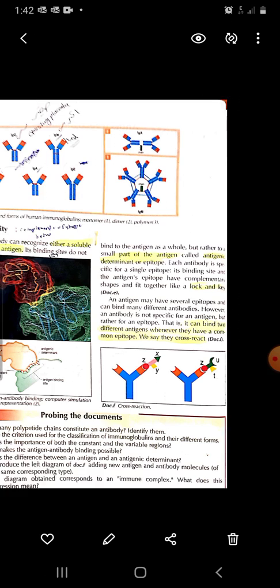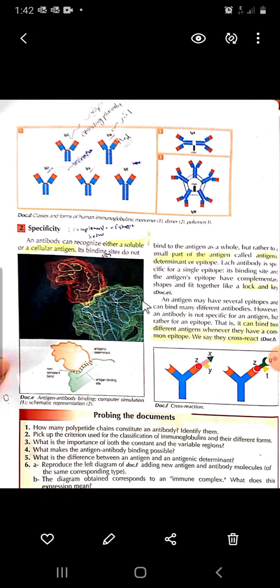Okay? What do you mean by immune complex? A molecular aggregate formed by binding of several antigens to their specific antibodies. This is called an immune complex, as you see here. Okay, so this is a cross reaction. This is the cross reaction because the antibody binds different antigens.